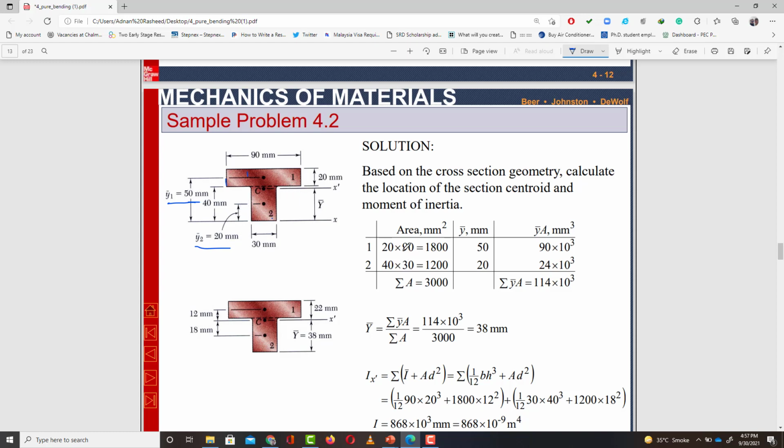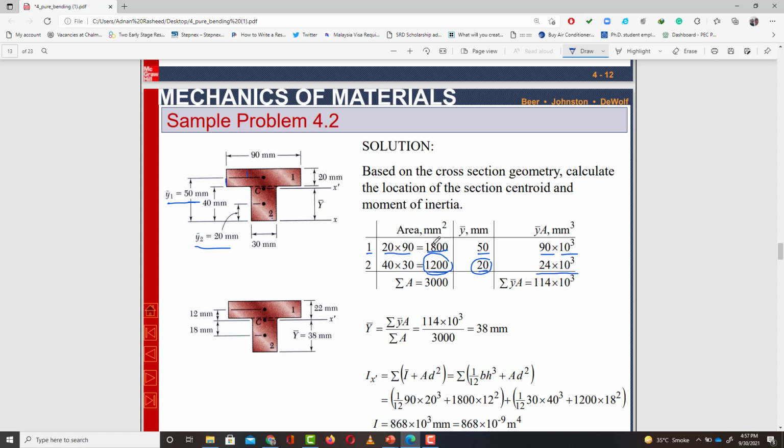Clear? Now we have area A1 which is 20 into 90. This is A1. Y1 dash for member one is 50. Similarly, for member 2 the area is 40 multiplied by 30, which is 1200 square millimeter, and y2 dash is 20. So if you multiply this 1800 with 50, you will get y1 dash A1 which is 90 into 10 raised to power 3. Similarly, for the second member you have to multiply area A2 which is 1200 with y2 dash. So when you multiply it you will get this.